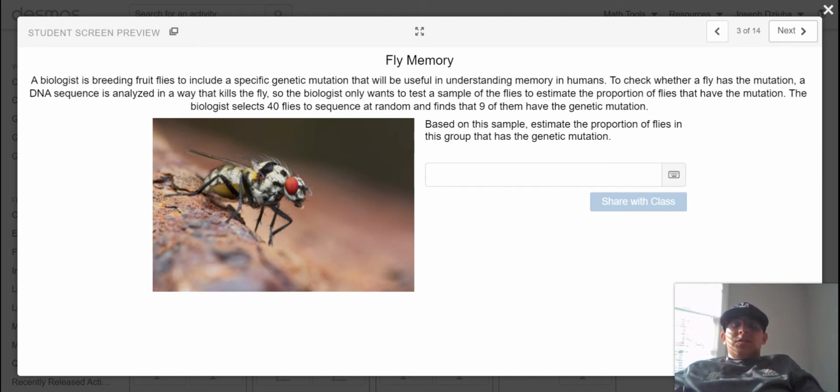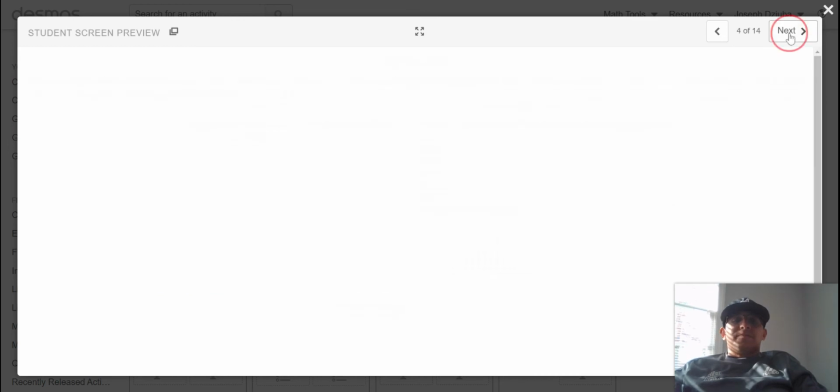So our biologist is breeding fruit flies to include a specific genetic mutation that will be useful in understanding memory in humans. Analyzing this DNA winds up killing the fly, so the scientist only wants to test a sample rather than all of them. So he selects 40 flies, or she selects 40 flies to sequence at random and finds that 9 of them have the genetic mutation. What would that proportion be? Think very lightly here. There's only 2 numerical values that you have available to you. How could you put them together using mathematics to calculate the proportion?